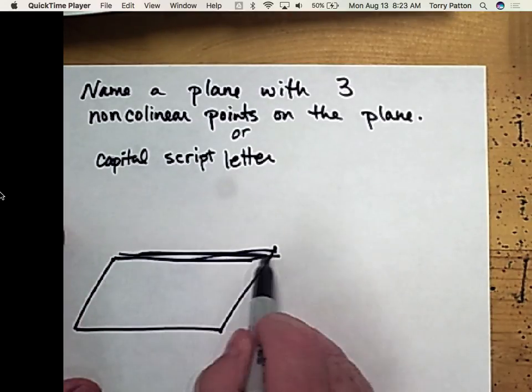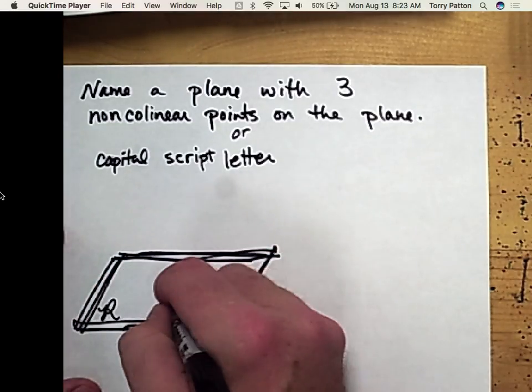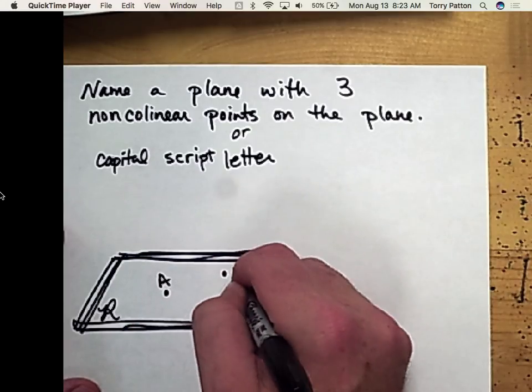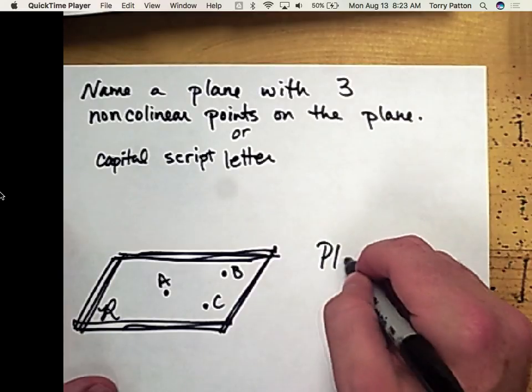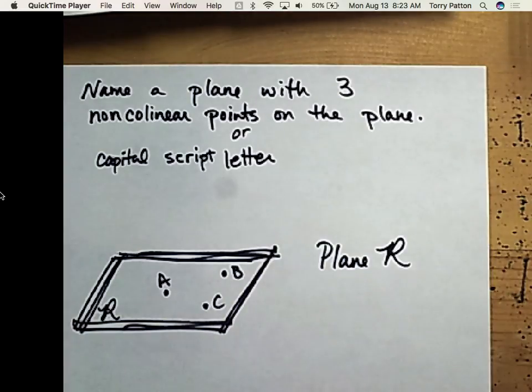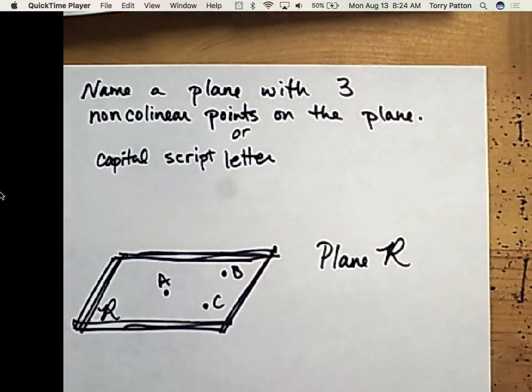Okay, pretend I can draw, and that's just a straight line. Okay. So there's two ways you could name this plane. You could call it plane R, because in the corner there's a cursive capital R. Now, remember, a plane goes forever in all directions, right? So we draw it as this little shape, but it really extends forever in all four directions.